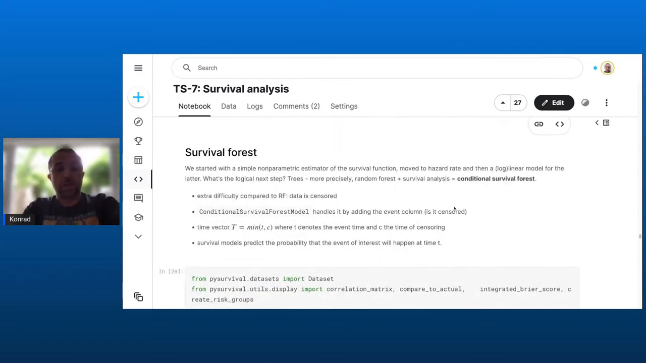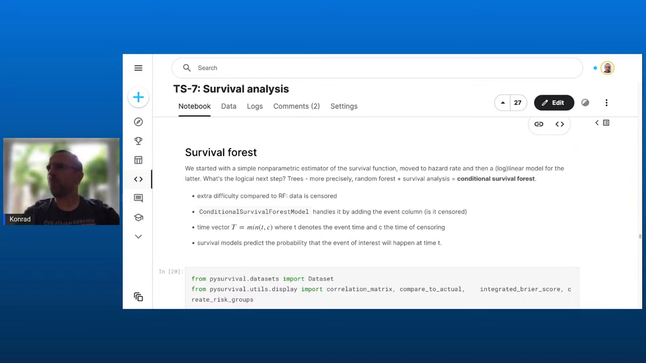As I mentioned, we start with a non-parametric estimator for the survival function. Then we move to a slightly more involved mathematical representation via the hazard rate. And then we a linear model. Once you get that, historically, what came next? Ensembles of trees. You can adapt XGBoost, LGBM, CatBoost, whatever your weapon of choice is as well. But for simplicity of demonstration, I am using a random forest.